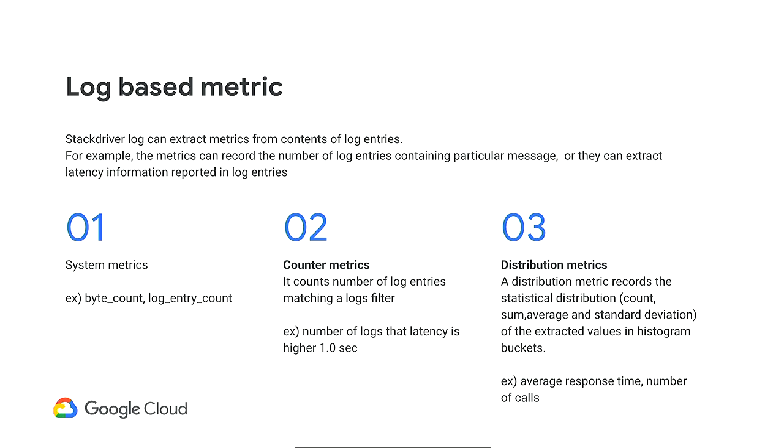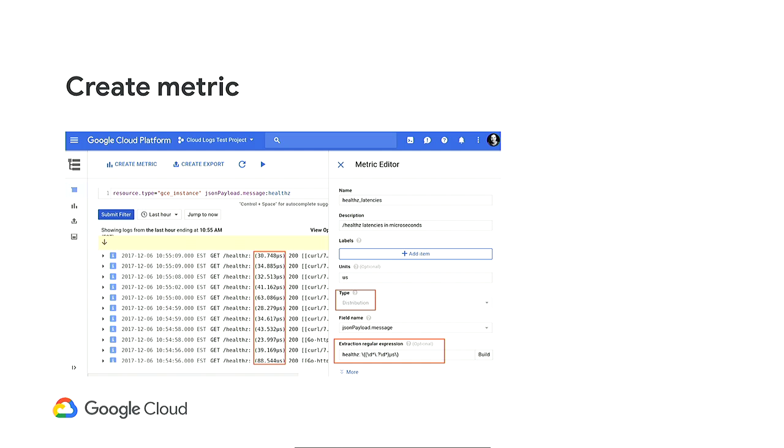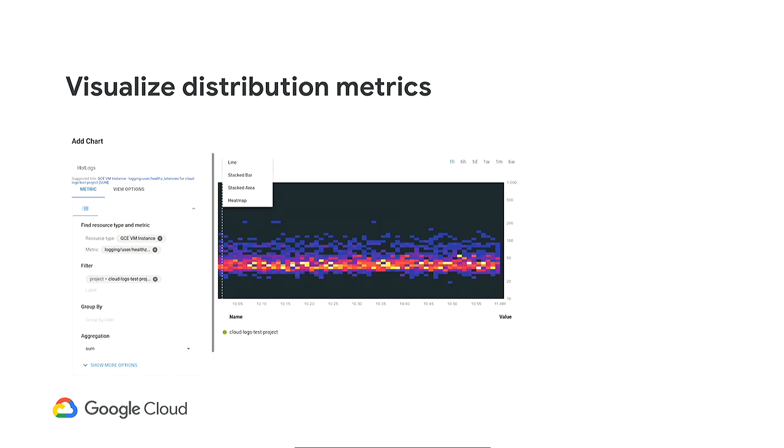And the other way is the distribution metric. It records the statistical distribution like standard deviation, sum, and average. For example, it can collect the average response time of your service. And this is an example of how you define the metric. It is really easy. And with this metric, you can visualize it using a graph through the Stackdriver Monitoring console. It is one example of the web response time, and this is a heat map graph. You can get some insight about your system status like this.